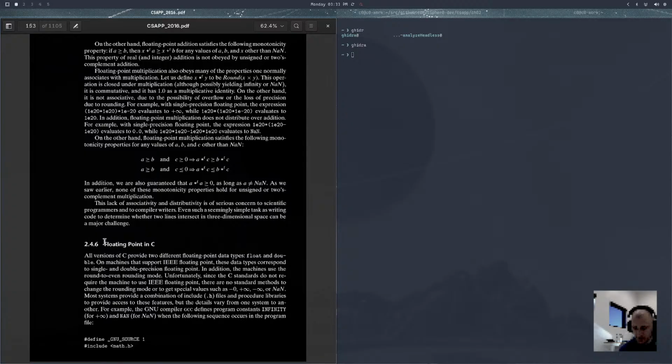All versions of C provide 2 different floating point data types, float and double. On machines that support IEEE floating point, these data types correspond to single and double precision floating point. In addition, the machine uses the round to even rounding mode. Unfortunately, since the C standards do not require the machine to use IEEE floating point, there are no standard methods to change the rounding mode or to get special values such as negative infinity, positive infinity, -0, or NaN. Most systems provide a combination of include .h files and procedure libraries to provide access to these features.